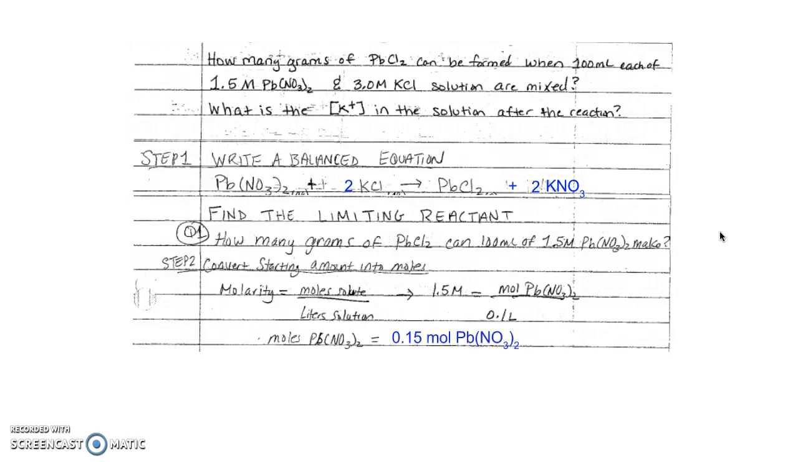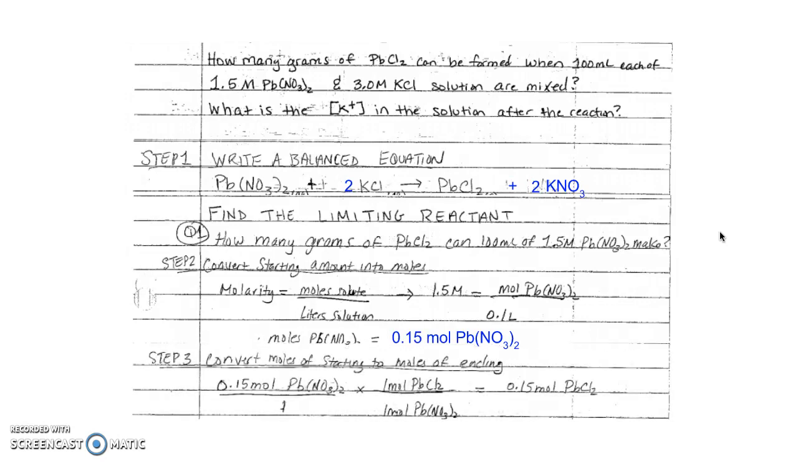Okay, so you should get 0.15 mole lead 2 nitrate. And that's the first step. Now the next step is to convert from the moles of starting to moles of ending, and I'm going to use my mole ratios from the balanced equation. So I start off with 0.15 moles of lead 2 nitrate, and I want to get to moles of lead 2 chloride. In the balanced equation, there's a 1 and a 1 in front of both of these, so I just put my 1 and 1 here. And then that gives me 0.15 moles of lead 2 chloride.